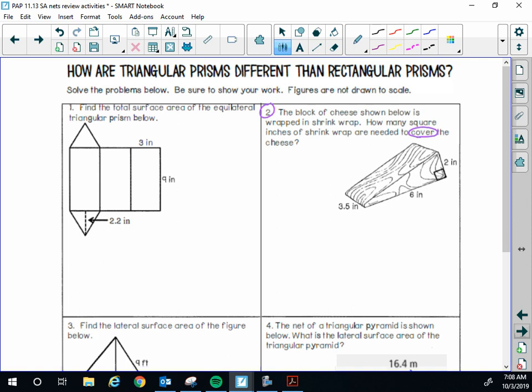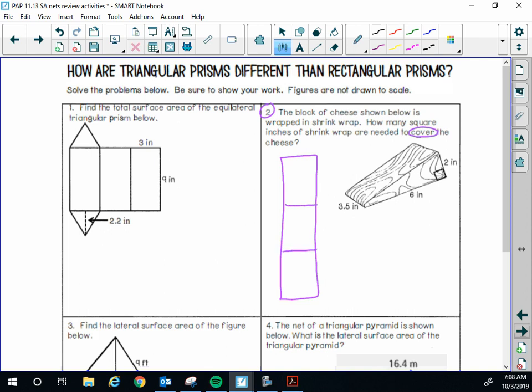Now, what's missing from this is a net. So when you don't have a net, last year, hopefully you guys learned to draw one, if they didn't give you one, okay? So I'm going to start by drawing, hopefully, a decent net here.